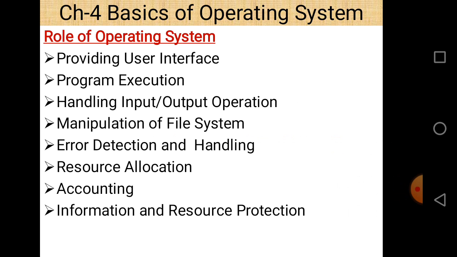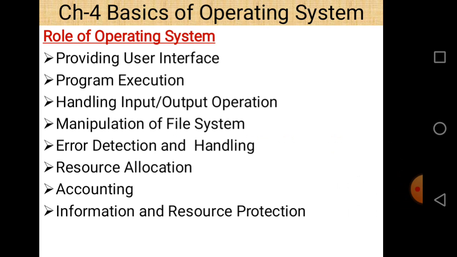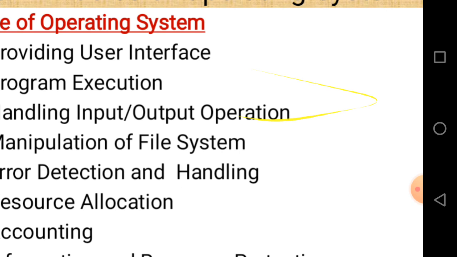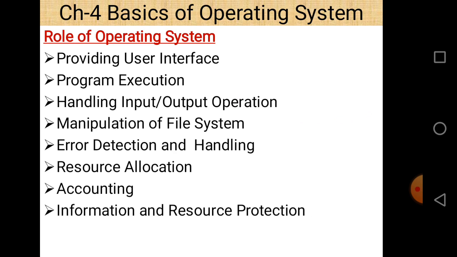Next is the role of an operating system. First, it provides a user interface, and because of the operating system we are able to execute different programs. It handles different input operations, and it is used for manipulation of the file systems. It also performs error detection and handling of errors. Resource allocation is also done by the operating system. Different accounting tasks are also performed by the operating system. These are all the roles of an operating system in our computer system.